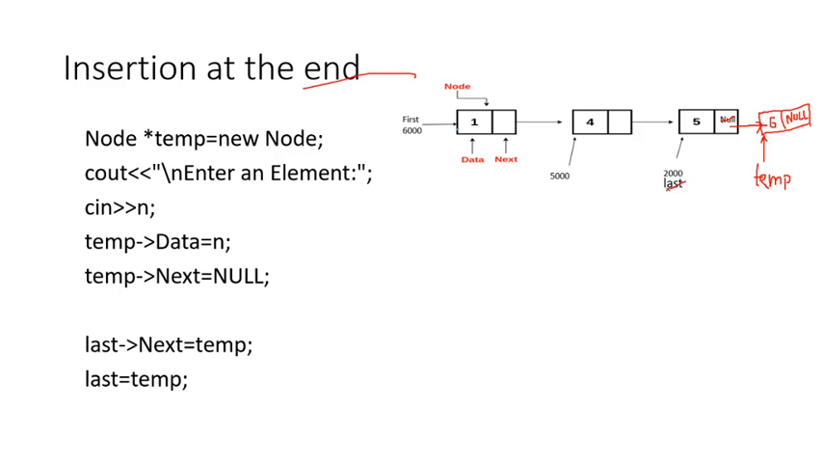Now this newly inserted node will become the last node in the list, so we have to update the address of last also. So last is pointing to this newly allocated node. In this way we have performed the insertion at the end.